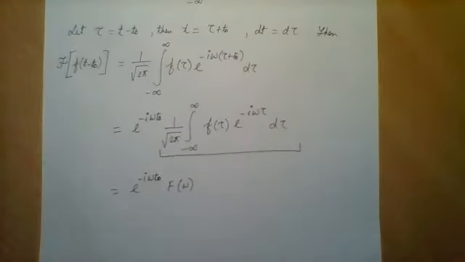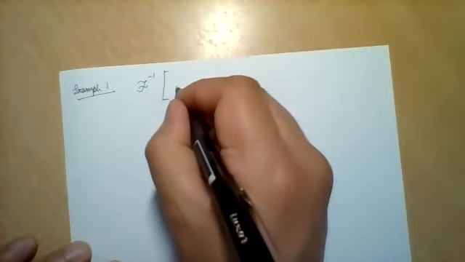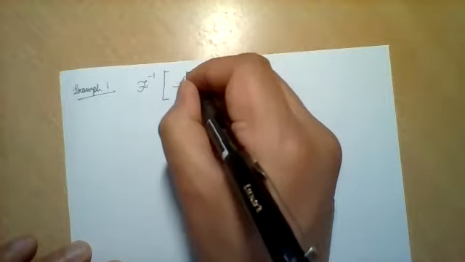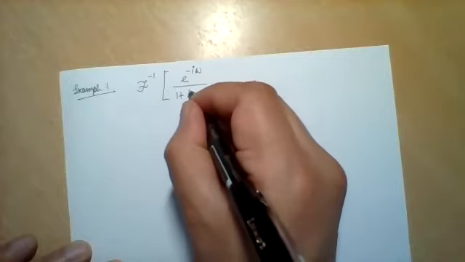Okay. Now let us look at one application of this property. In today's class, we shall discuss two more applications of this property and then we shall stop. So let me take a new sheet of paper. Example 1 again. Find the inverse Fourier transform of the given function: e to the power i omega, upon 1 plus i omega.